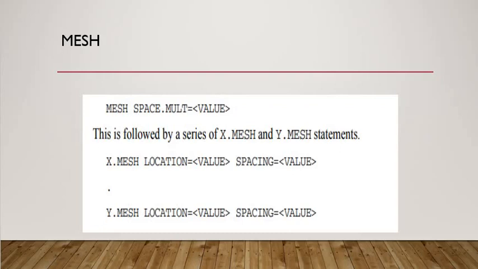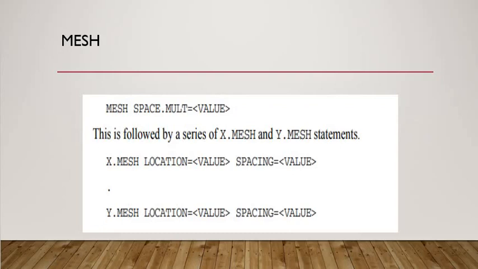After that, you know that the meshing is x.mesh with location and spacing. So you define it like that, and similarly for y meshing, you define the location and spacing. The x mesh is generally a vertical one, and the y mesh is a horizontal one.